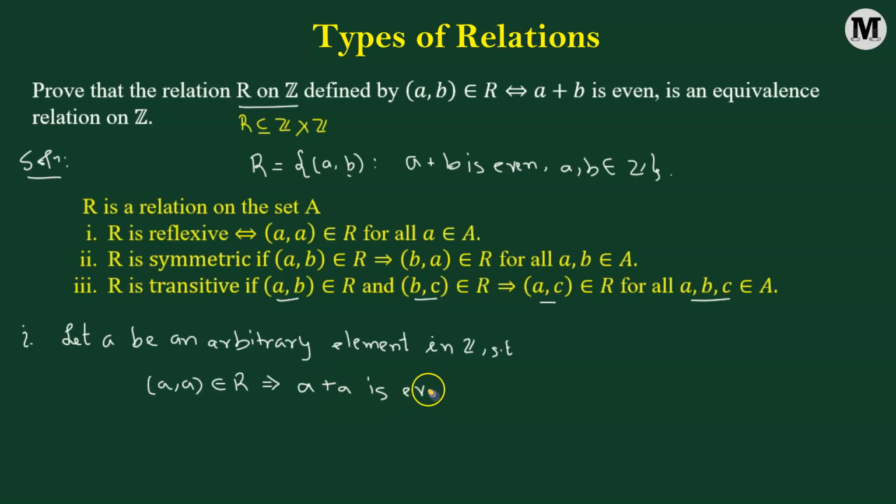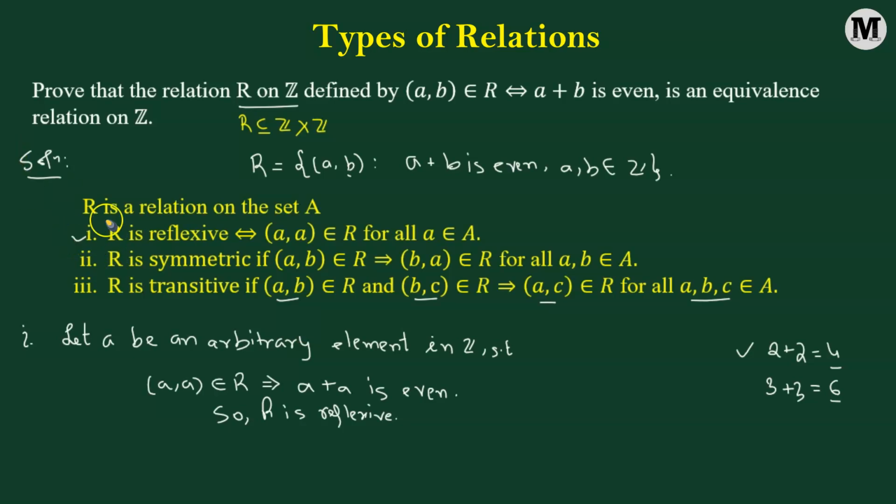Now is that a true statement? Yes, that's definitely a true statement. If we consider a to be an even number, let's say a is 2, adding 2 to 2 gives us 4, which is also an even number. We can check this with odd numbers as well. If we consider the odd number 3 and add 3 to it, that's going to give us 6, which is an even number. So the addition of two even numbers gives us an even number, and the addition of two odd numbers also gives us an even number. That means the statement a plus a is even is a true statement. So we can say that R is a reflexive relation.